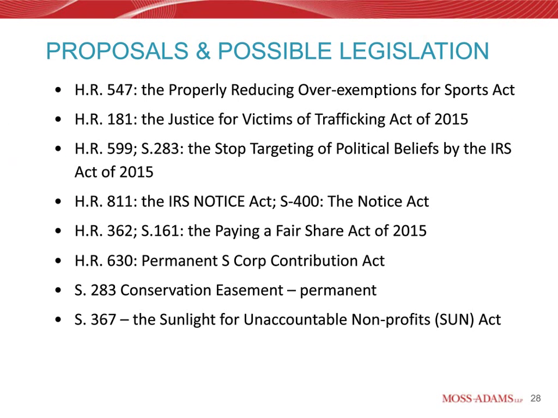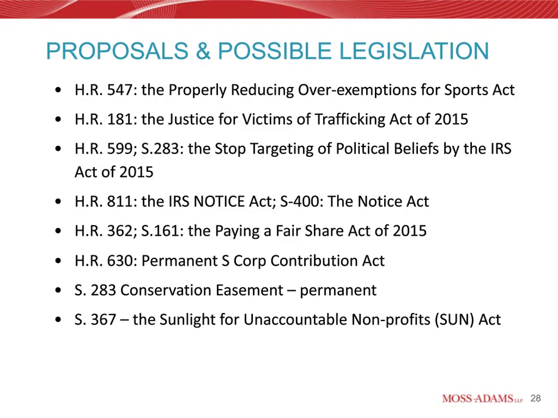Okay, some of the other legislation that's out there is, I'll call it the Sports Act. What this would do is preclude exempt status for professional organizations that have gross receipts in excess of $10 million. And then the Trafficking Act would permit tax-exempt nonprofit organizations to receive grants if they're combating human trafficking. Stop Targeting Political Beliefs would prohibit the IRS from modifying the standards of determining whether an organization qualifies for exempt status. So this all relates to the Tea Party, where they really scrutinized organizations getting exempt status.